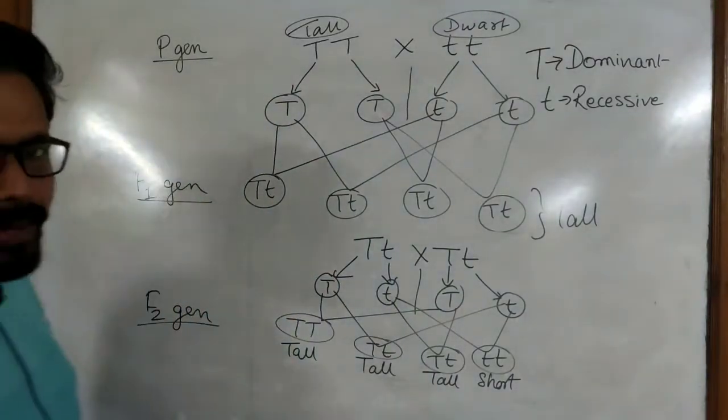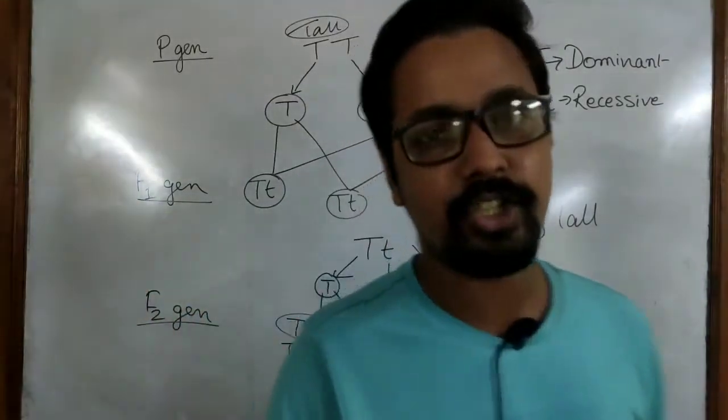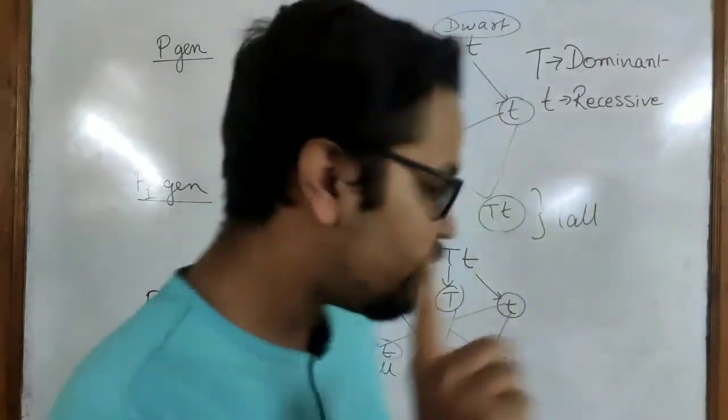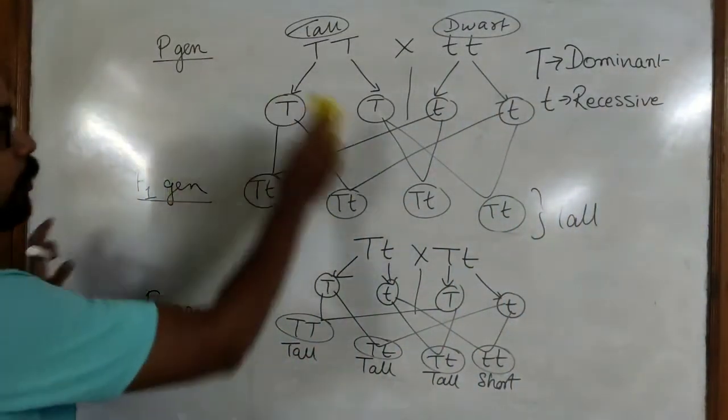So what is the ratio we get here? In order to understand the ratio, we need to know two terms, okay? The first term is the phenotype. I'm going to erase all this.